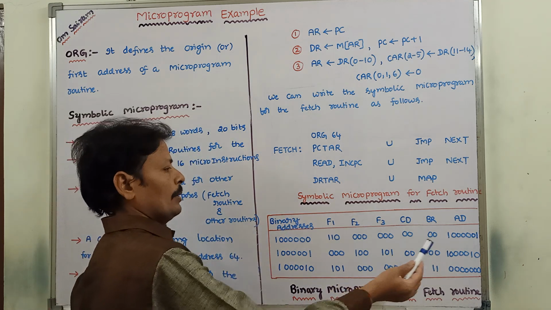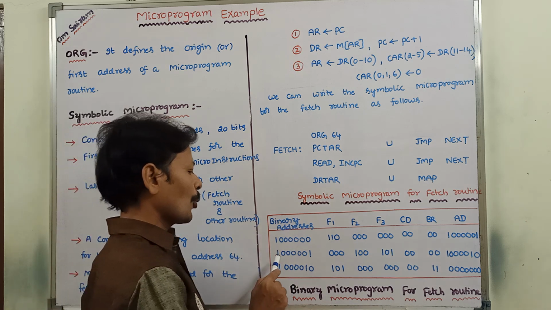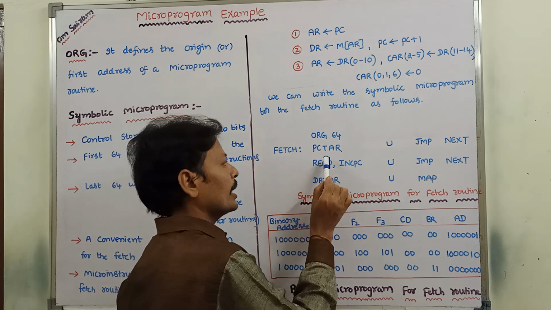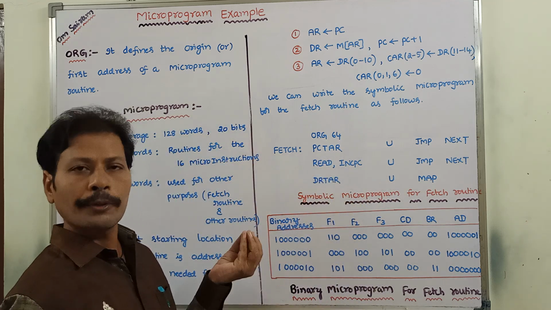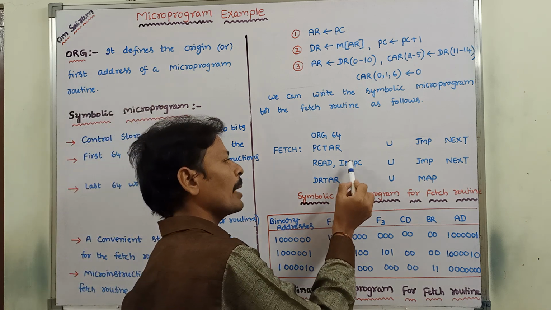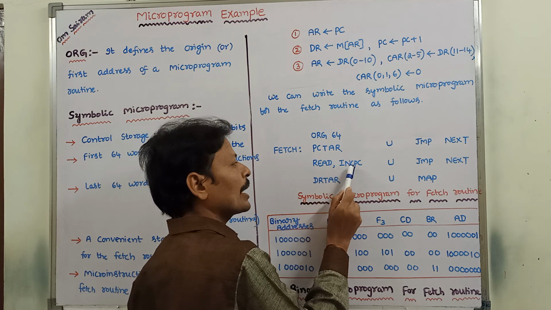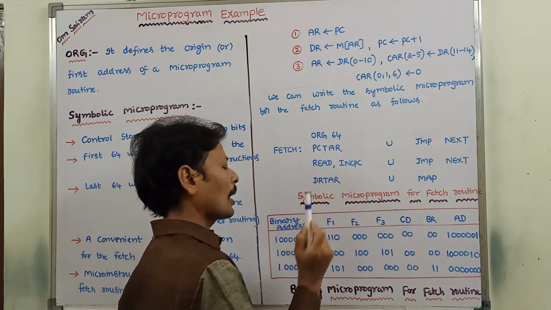Now we have to take the 65 binary address. So 1 5 zeros 1. In that one, we have to read the micro instruction from the memory. At the same time, we have to increment the program counter. Two micro operations are done that can be separated with a comma.